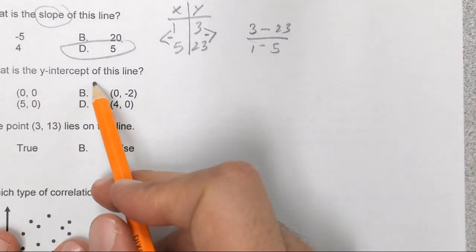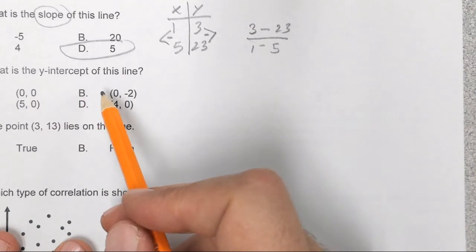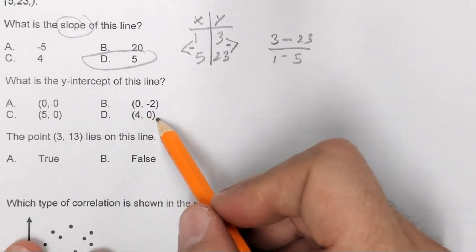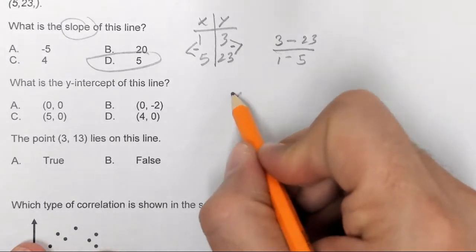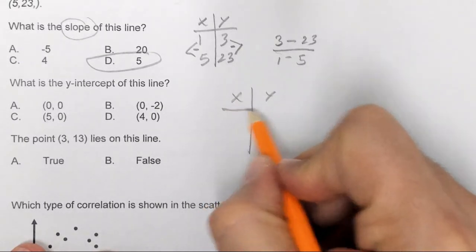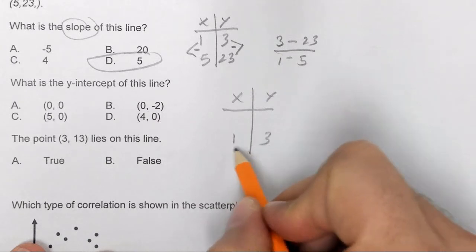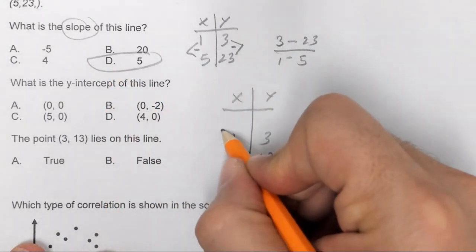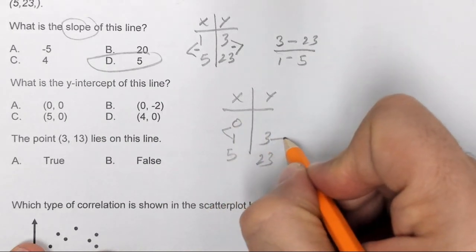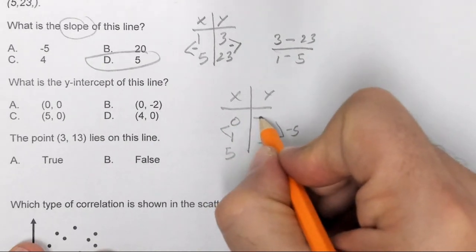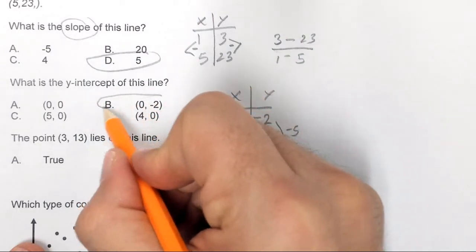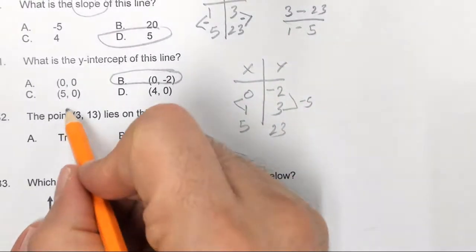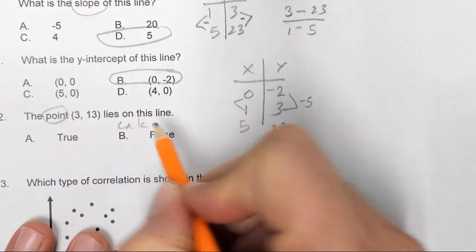What is the y-intercept? In order to find the y-intercept, you want to go all the way back to 0. And we could do that pretty easily. We have 1, 3, 5, 23. And we know the slope is 5. That means they go back by 5s. So if you take 3 minus 5, you end up with negative 2. Is the point. Every time they say point, you got to think calculator, check the table.